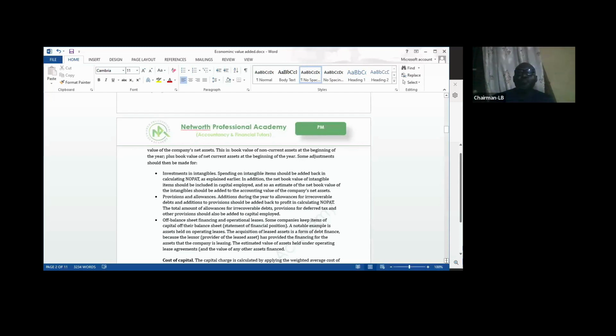Where you have provision for deferred taxation, provision for doubtful debt, and other provisions, adjustment will be made, and this adjustment will be incorporated as part of capital employed.